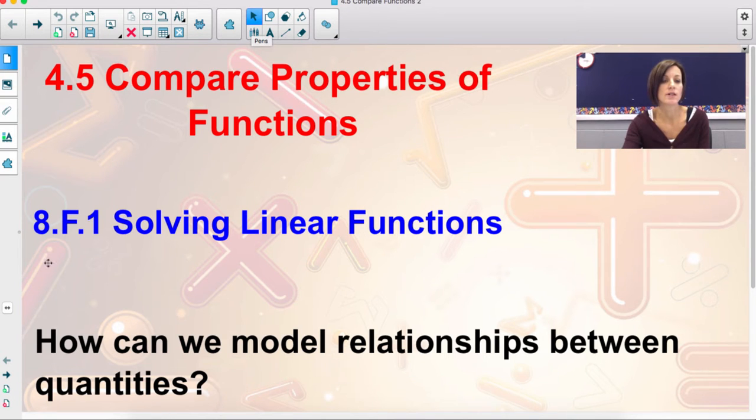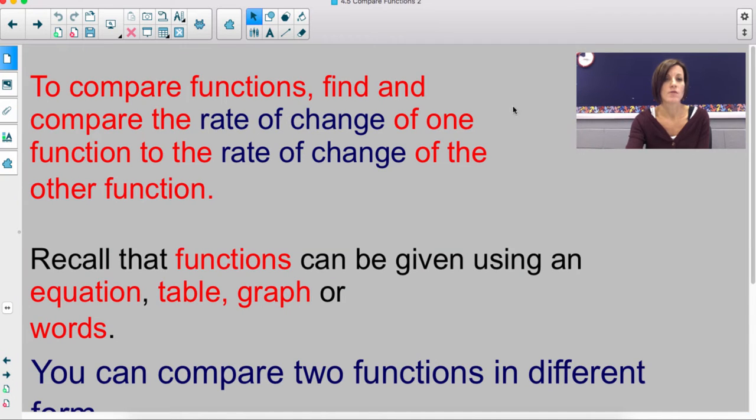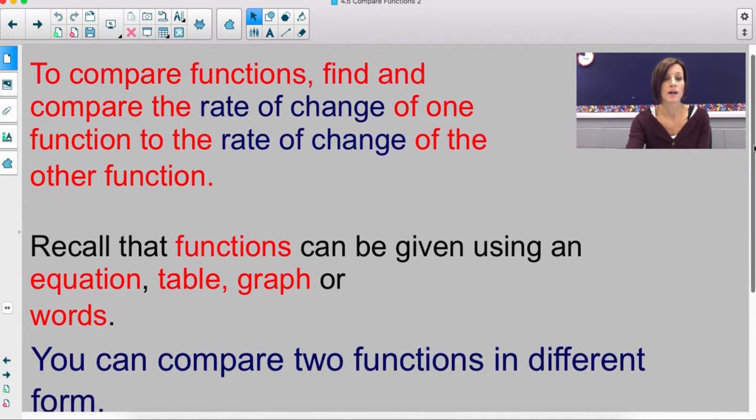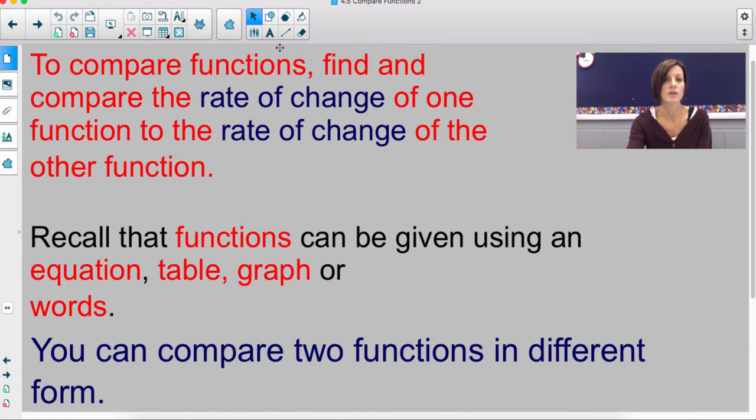We have the same standard and the same essential question, so off we go. Our video then starts with some fill in the blanks that we need to make sure that we understand.